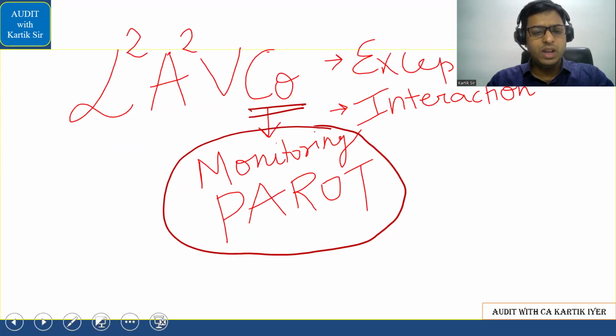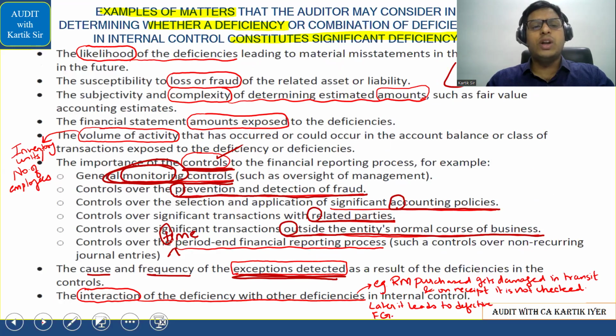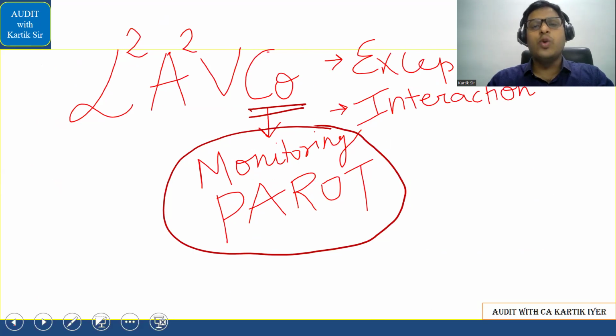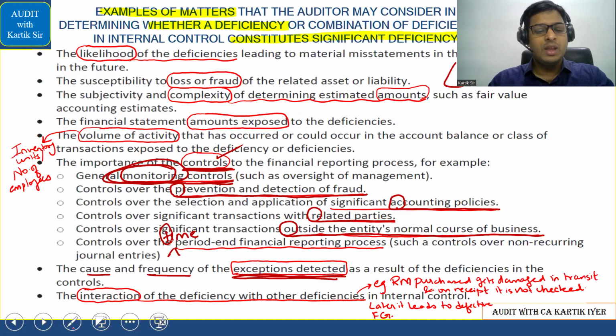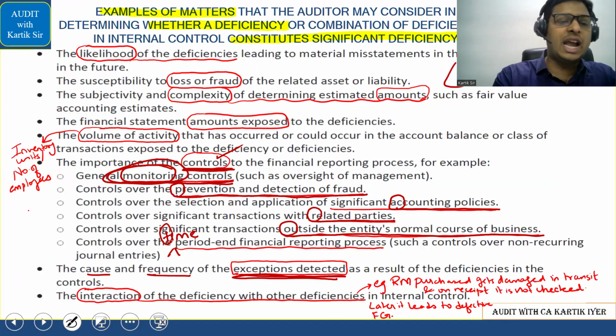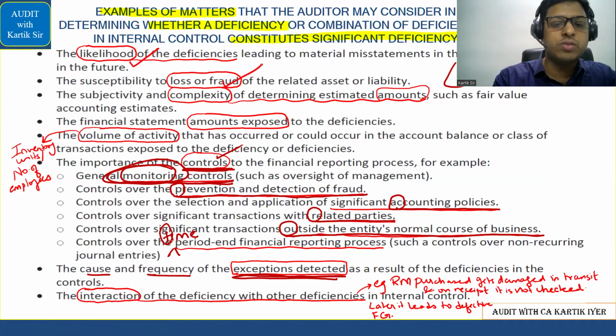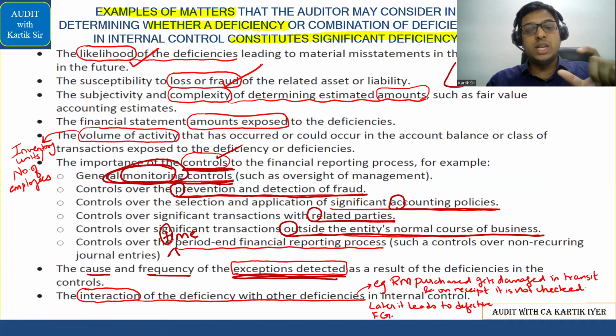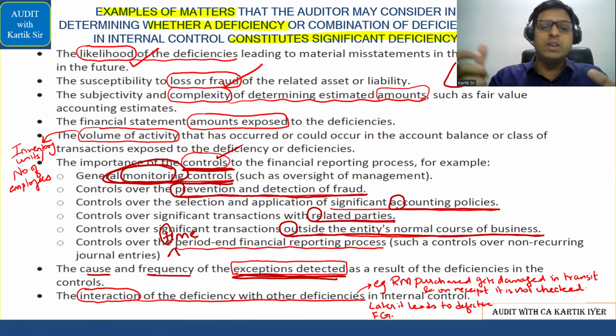Okay. Let's go further. Now we are doing examples of matters to consider whether a deficiency constitutes a significant deficiency. We have done a code in the class, and that code is LAVCO monitoring PARROT. Very, very simple. Let's do it one by one. First, the L of LAVCO stands for likelihood of deficiency, then you will have loss or fraud because of that. These are examples of matters where you will think that a deficiency constitutes a significant deficiency.